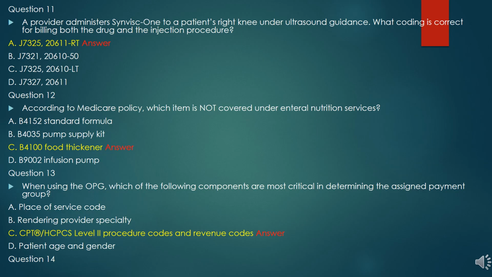Question 13. When using the OPG, which of the following components are most critical in determining the assigned payment group? A. Place of service code. B. Rendering provider specialty. C. CPT/HCPCS level II procedure codes and revenue codes. D. Patient age and gender.